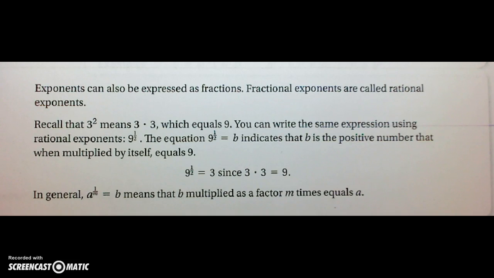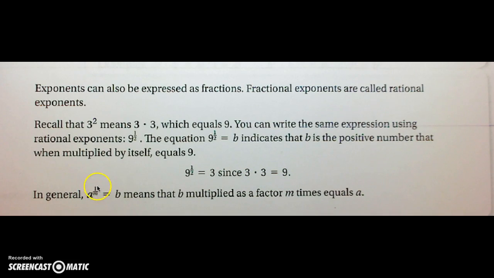Exponents can also be expressed as fractions. Fractional exponents are called rational exponents. Recall that 3 squared means 3 times 3, which equals 9. We can write the same expression using rational numbers: 9 to the 1/2. The equation 9 to the 1/2 is equal to b indicates that b is a positive number that when multiplied by itself equals 9. So 9 to the 1/2 is equal to 3, since 3 times 3 equals 9.